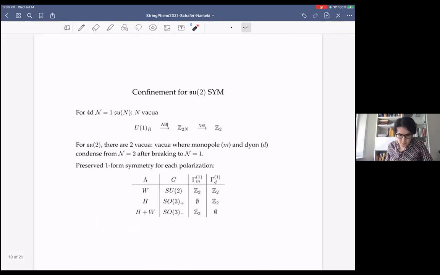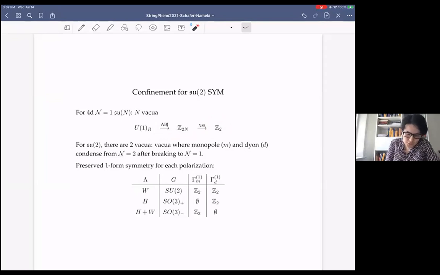Okay, so for SU(2), the story is, of course, very well known. We can look at N=1, say for SU(N). First of all, we expect N vacua. We start with the U(1)_R symmetry, and from field theory we know that the ABJ anomaly breaks this to Z_2N. And then chiral symmetry breaking breaks it further to Z_2. And then we have N vacua, which are permuted by the remnant Z_N group.